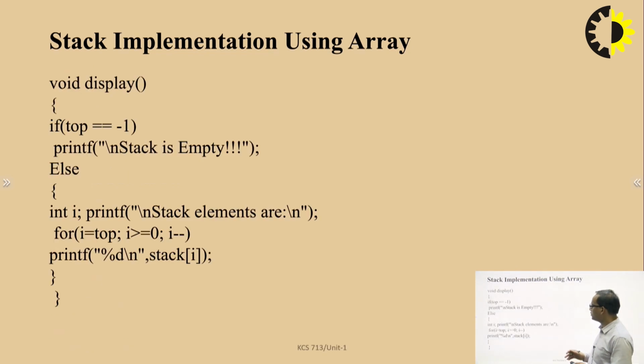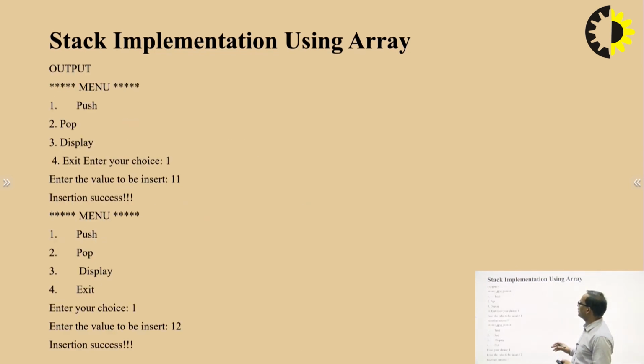So when we execute this C program, which implements the stack using an array, this output will be displayed. So at first we enter the choice. There are 4 choices. If we enter choice 1, it means push. So program control will transfer to the push function, and we will enter the value to be inserted.